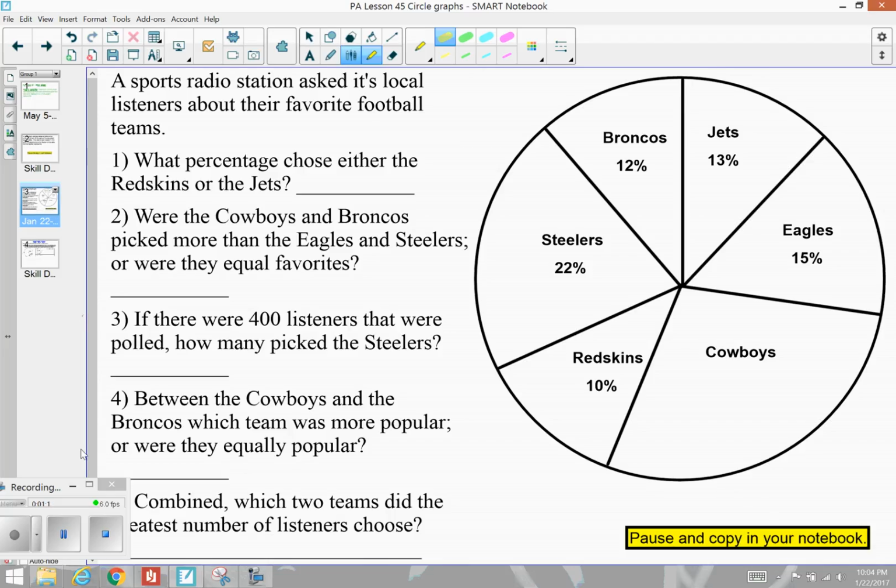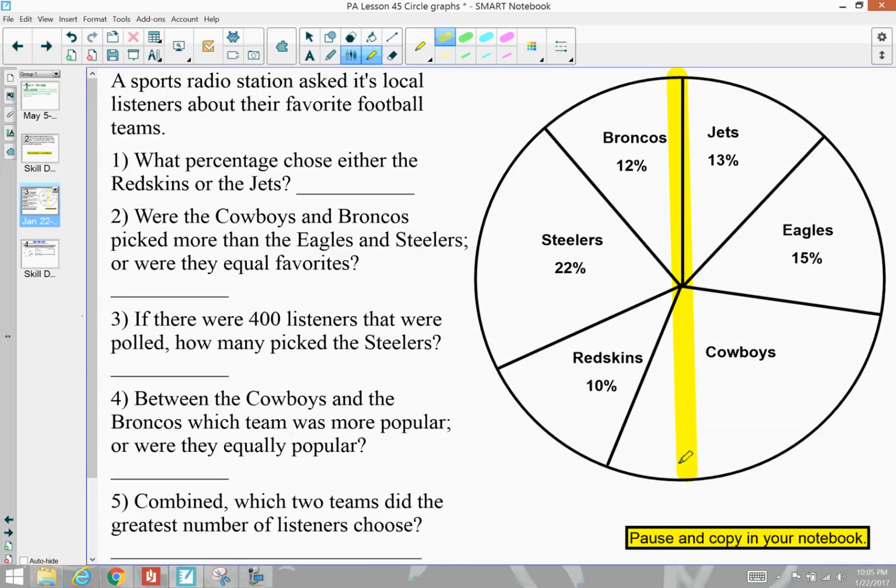Excellent. All right. Well, now we're going to talk about this set of data that we have here. This is where a sports radio station asked its local listeners about their favorite football teams. Here the circle graph has already been constructed for us, and we can use some benchmark pieces of data to help us identify the circle graph and how many parts. For instance, if you had a part that went straight down, that line would represent about 50% of our data, okay? But none of our lines are showing that.